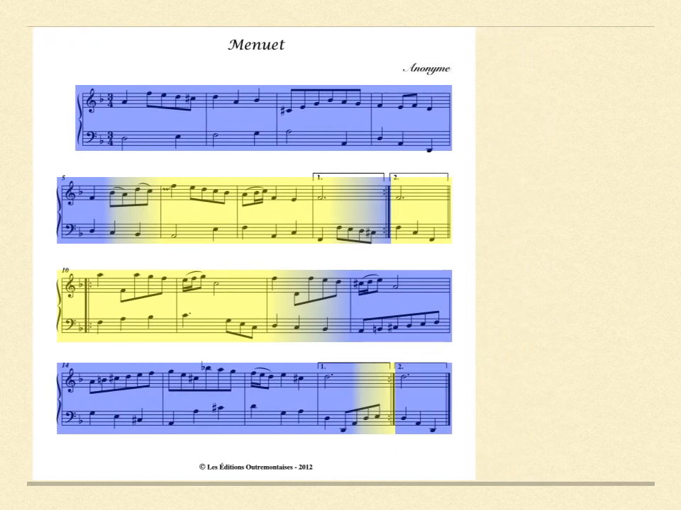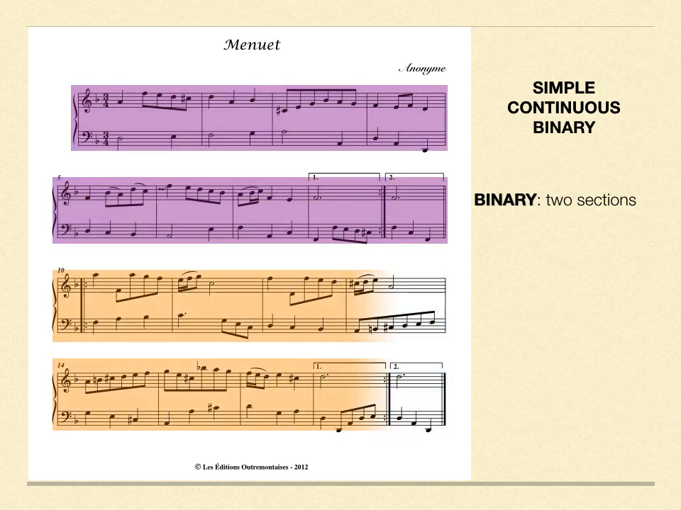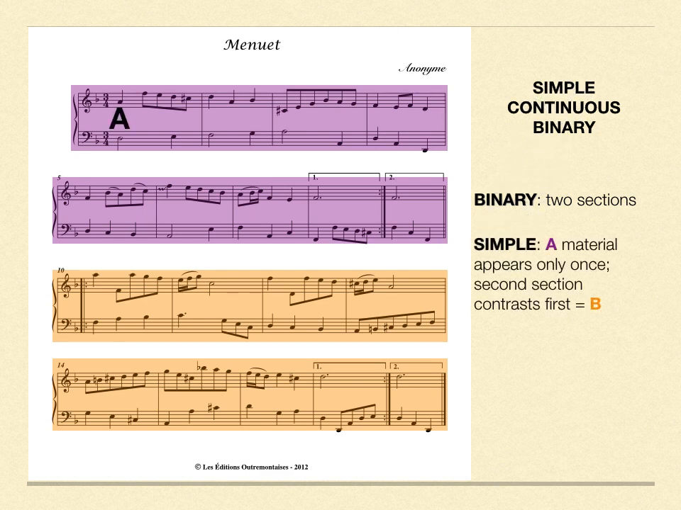This is an example of simple continuous binary, and here's why. First of all, it's a binary piece because there are two sections. Repeat signs are a reliable indicator of the end of the A section. It is a simple binary because the opening thematic material does not return. Additionally, the second section contrasts the first, so we label it B.